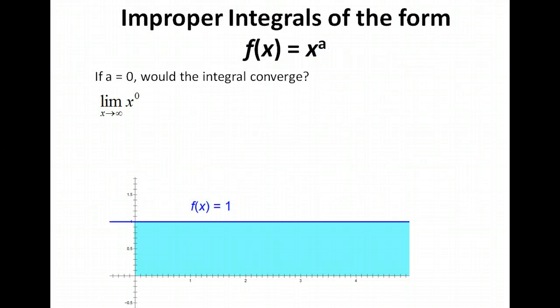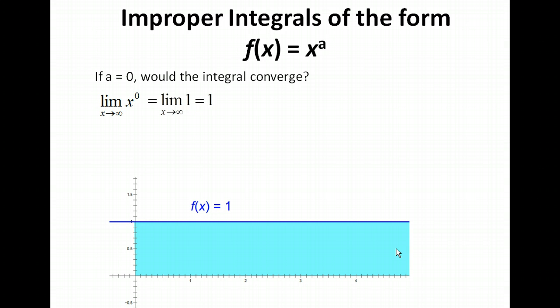Okay, so what would happen if a equals 0? Would the integral converge? Well, if we said a equals 0, that's x to the 0. So that just gives us the function of 1. And the limit of 1 is 1. So already we know that because the limit is not going to 0, it's going to diverge. Let's look at the graph. The area under the curve is going to continue to grow as we go out to infinity, because we're adding on more and more area as we go out.